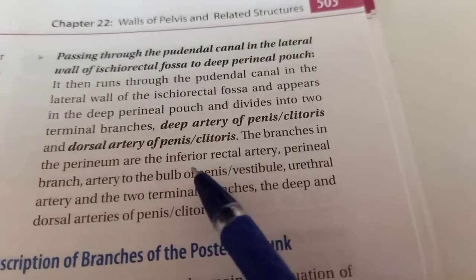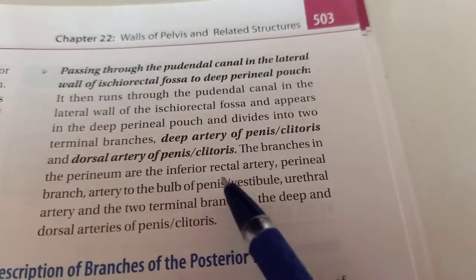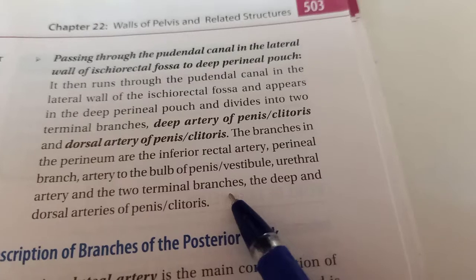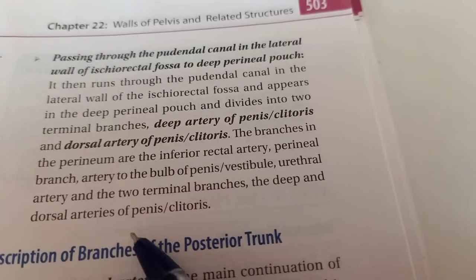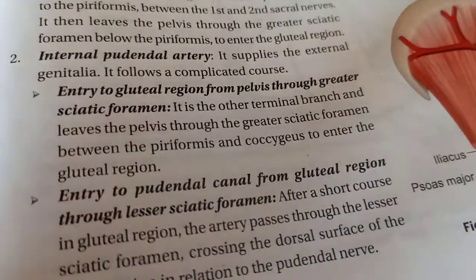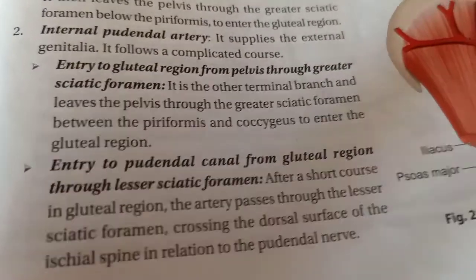Also in the perineum it gives the inferior rectal artery, perineal branch, artery to the bulb of the penis, vestibule, urethral artery, and two terminal branches, the deep and the dorsal arteries of the penis and clitoris. So this is the main artery which is supplying the external genitalia. This was about the internal pudendal artery.